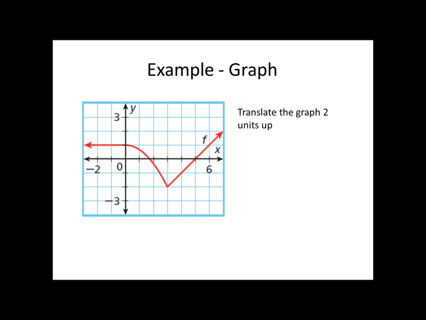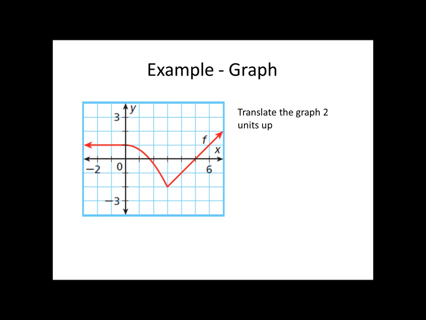Okay, so let's get to a little bit more challenging topic, that is transforming a graph. Now, some of these transformations are going to change the way the graph looks. Some of them are just going to push them around on the paper. A translation is an example where the shape of the graph doesn't change. It just gets pushed around on the paper.